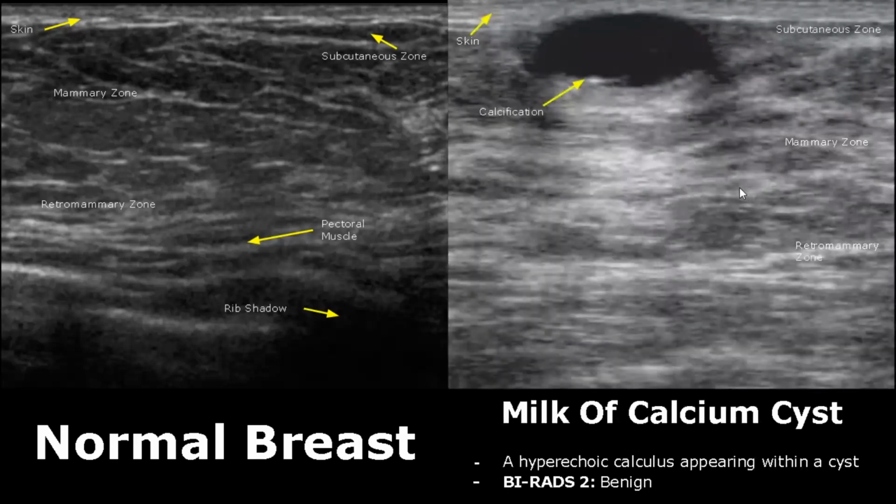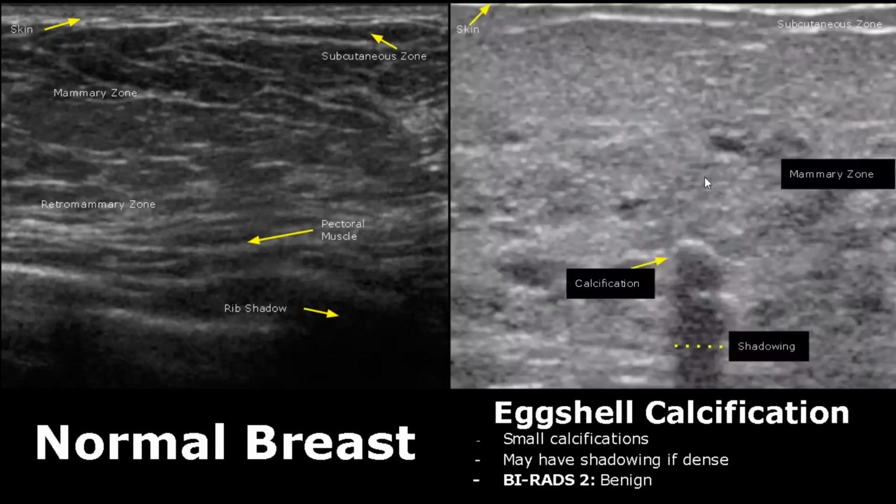A simple cyst containing a small hyperechoic calculus is usually a milk of calcium cyst. These cysts are also benign. Eggshell calcifications are small calcifications which may have shadowing if they are a bit dense. They have a BI-RADS score of 2.